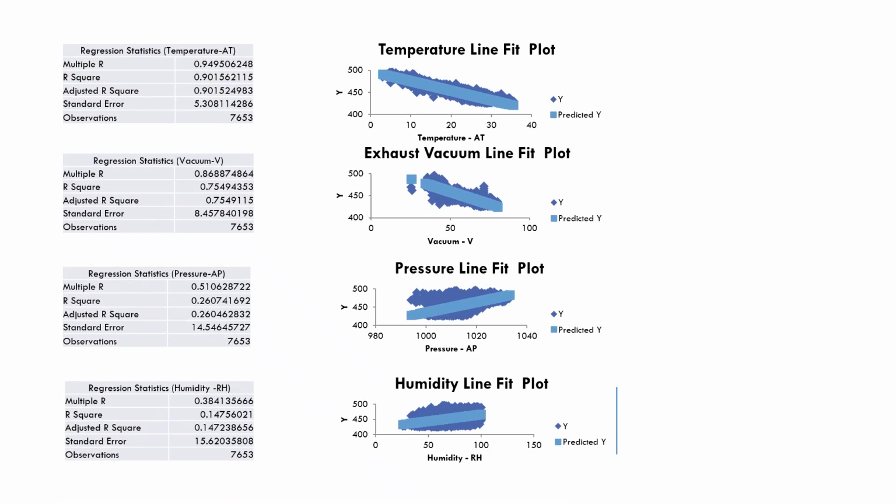This slide presents the result of the regression statistics from four features: ambient temperature, vacuum, ambient pressure, and relative humidity. It shows the ambient temperature, AT, is the most significant predictor. And vacuum, V, also has statistically significant impacts. Relative humidity, RH, has the least impact. The p-value also confirms such findings.